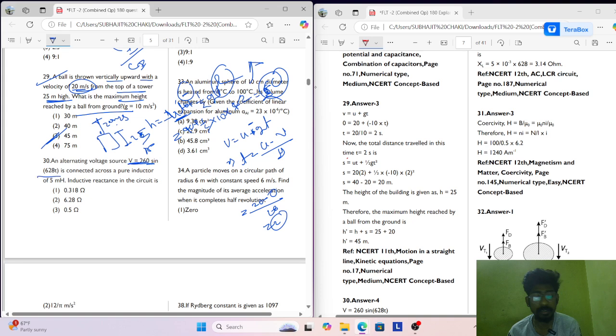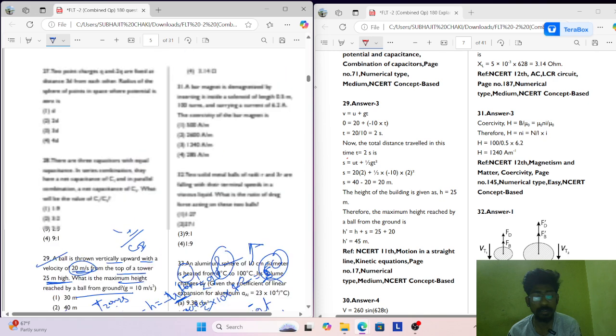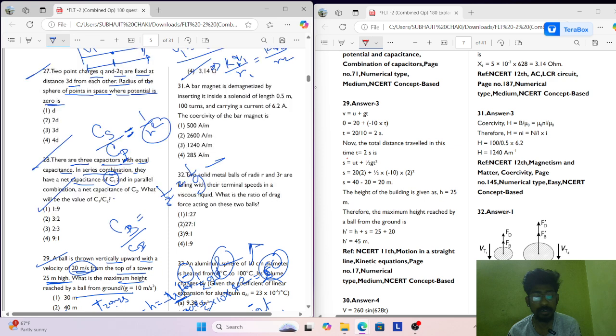V is given, connected to act as a pure inductor, so the inductive reactance XL equals omega L. Omega equals 2 pi f, but omega is already given, because we know V equals V naught sine omega t. So omega is 628, L is 5 into 10 to the power minus 3. So this is 3140 into 10 to the power minus 3, that is 3.14. Option number 4 will be the correct option here.